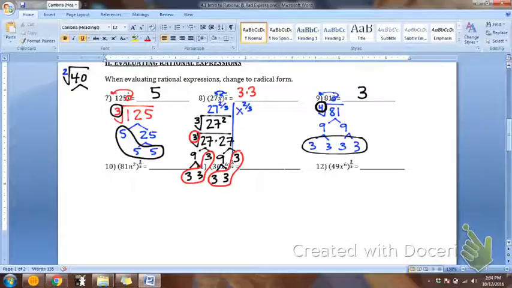Now, we can't do anything with x to the 2/3 right now, so we're just going to leave it as x to the 2/3. But what is 3 times 3? 9. So this becomes 9x to the 2/3. That would be my finished answer.